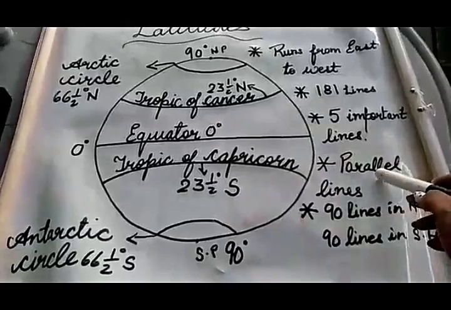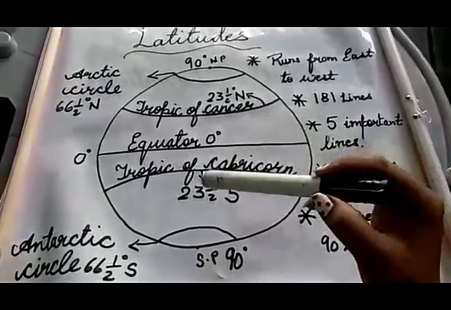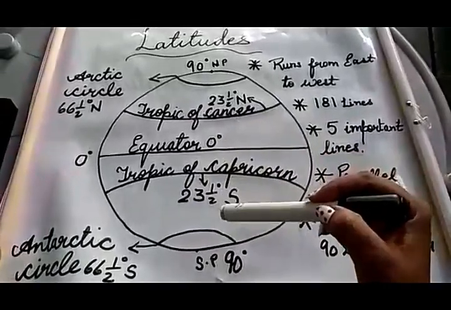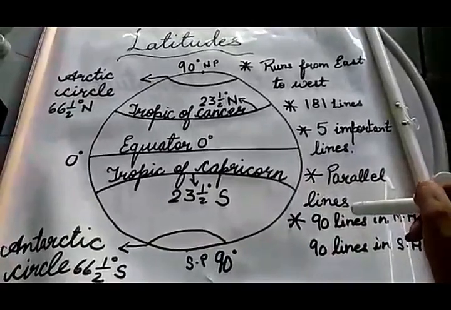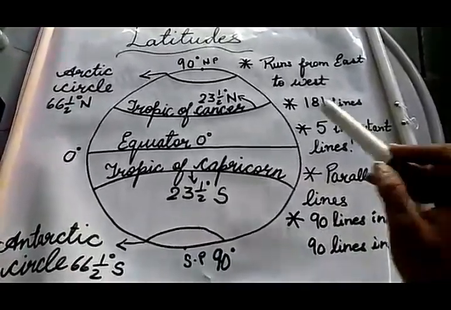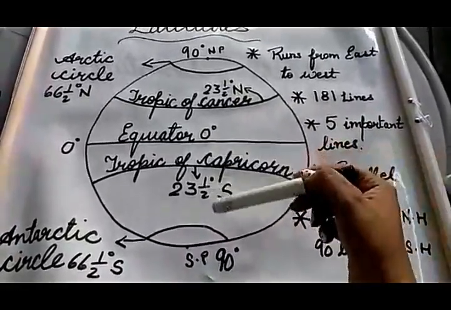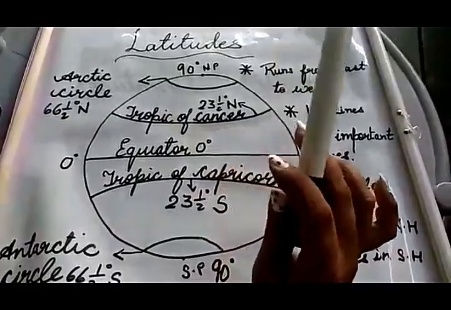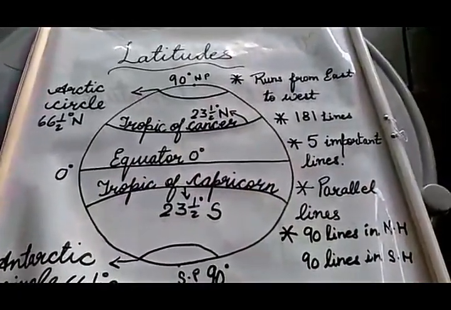These lines are also called parallel lines. As I have told you earlier, these are complete circles, they never intersect with the other line. That's why these lines are called parallel lines. There are 90 lines in the northern hemisphere above the equator and 90 lines in the southern hemisphere below the equator, and one line is of the equator. So this was all about latitudes.